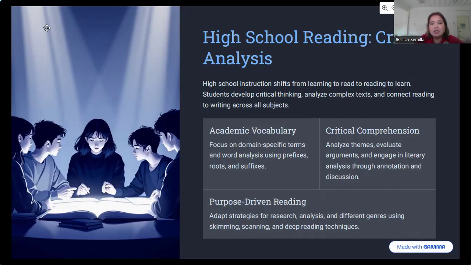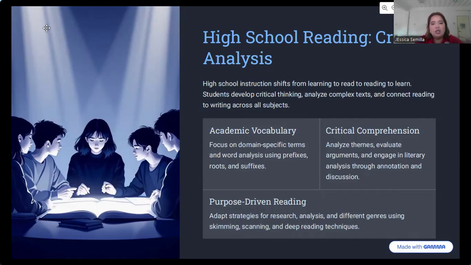Under this, they should be exposed already to academic vocabulary, like focusing on domain-specific terms and word analysis using prefixes, roots, and suffixes, so that it would be easy for them to understand and correlate the meaning from a certain word. And they should have learned already to analyze themes, evaluate arguments, and engage in literary analysis through annotation and discussion.